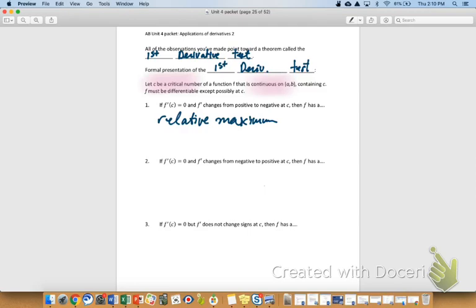Number 2, second part of this, if f prime of c equals 0, so in other words, c is a critical point, and f prime changes the other way, this time from negative to positive, then f has a relative minimum. And finally, if f prime of c equals 0, but f prime does not change signs, then f has neither a min nor a max.